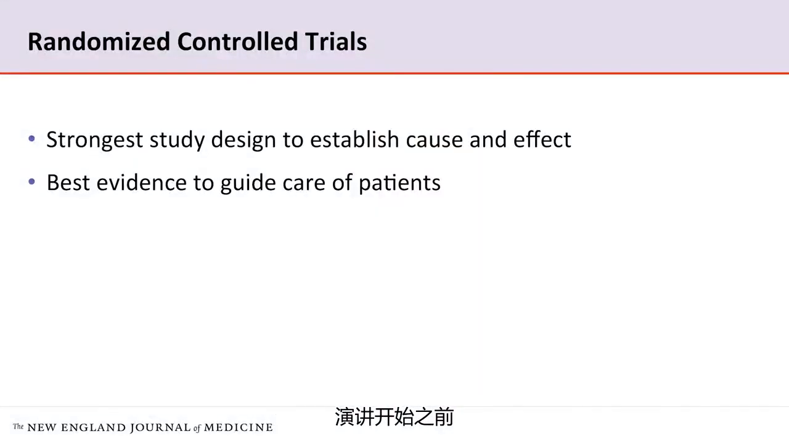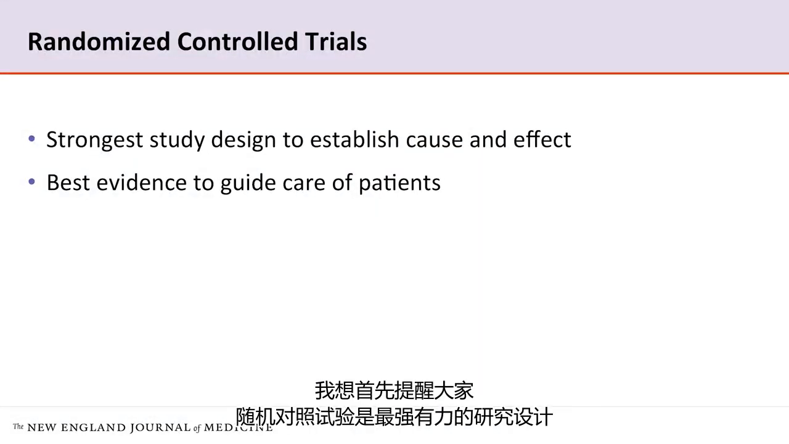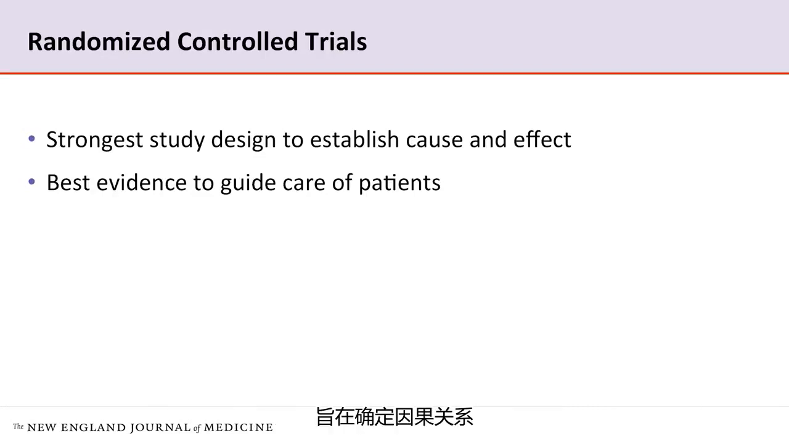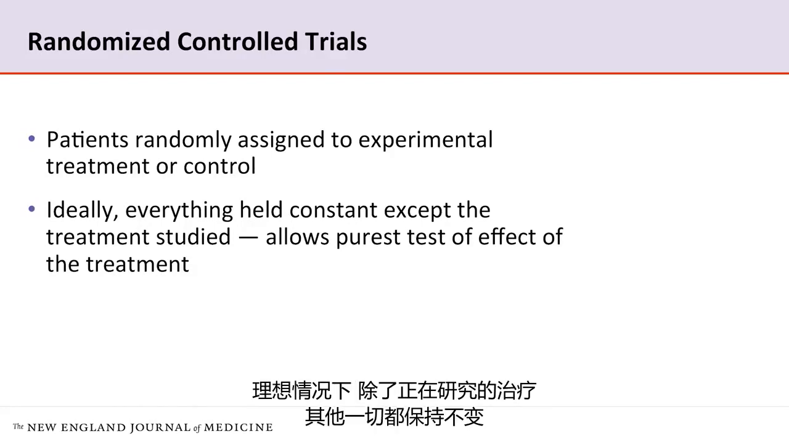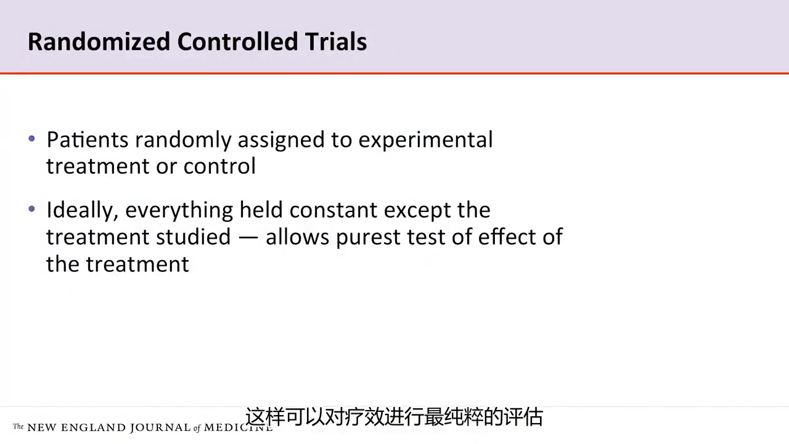Before we begin, I would like to first remind us all that randomized controlled trials are the strongest study design to establish cause and effect and provide the best evidence to guide the care of patients. Randomized controlled trials are experiments where patients are randomly assigned to an experimental treatment or control. Ideally, everything is held constant except the treatment that is being studied. This allows for the purest test of the effect of a treatment.